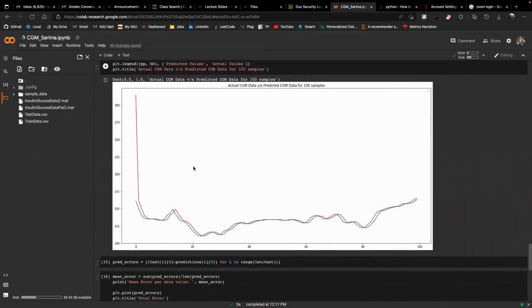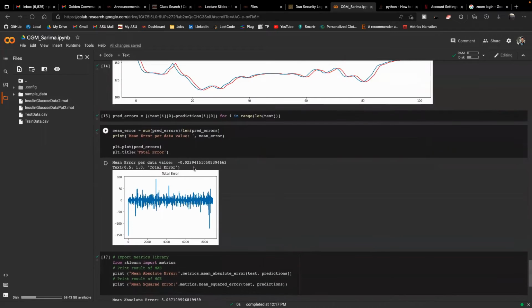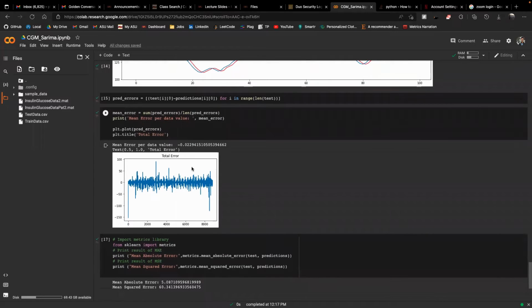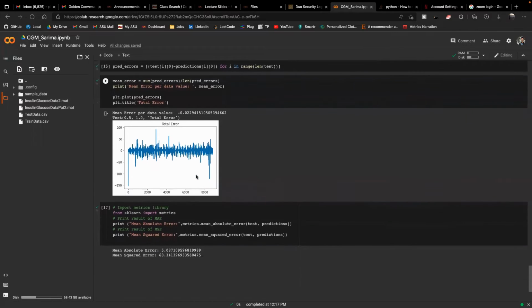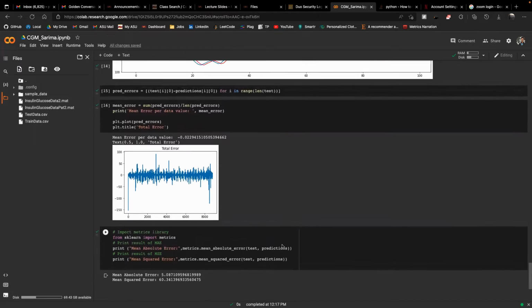Coming to the errors part, we have calculated the mean error per data value by calculating the difference between the actual and the predicted value. Here the mean error per data value comes out to be minus 0.023, which is quite negligible. And here is the graph for it. Along with that, we also have the mean absolute error and mean squared error, which are around 5 and 60 respectively.